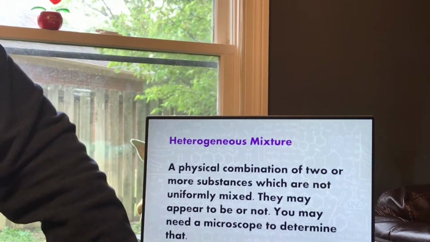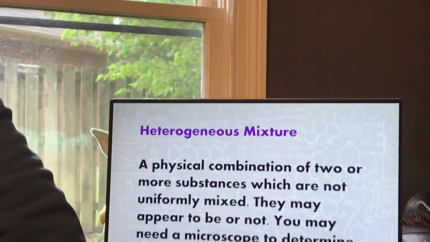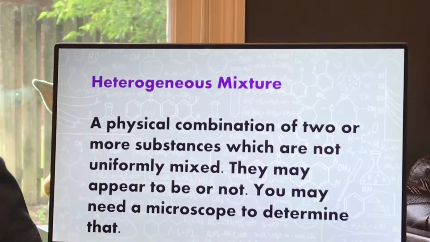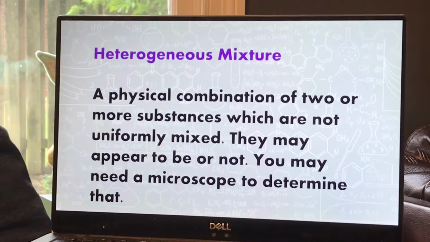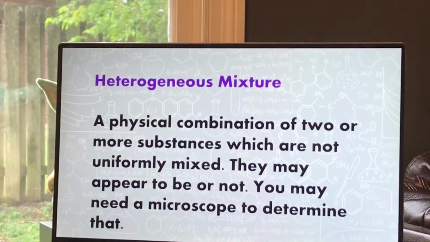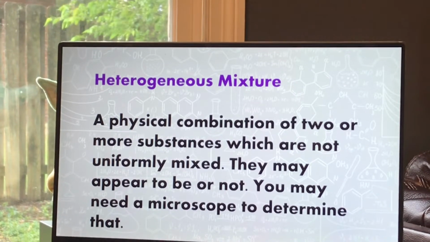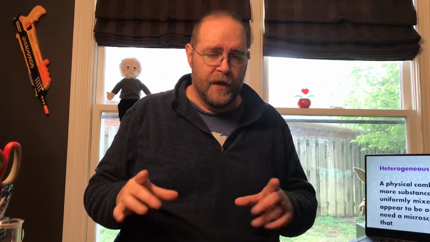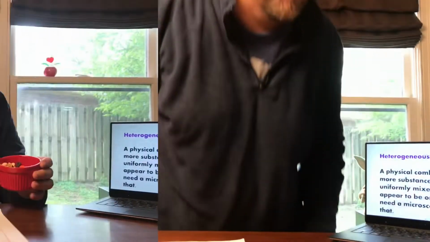A heterogeneous mixture is a physical combination of two or more substances which are not uniformly mixed. They may appear to be or may not. You may need to have a microscope to determine whether or not these things are. But let's talk about a heterogeneous mixture that we can all pretty much agree is a mixture of different things that are physically separated from one another. I'll give you an example of that.